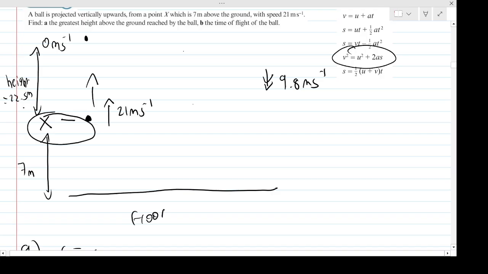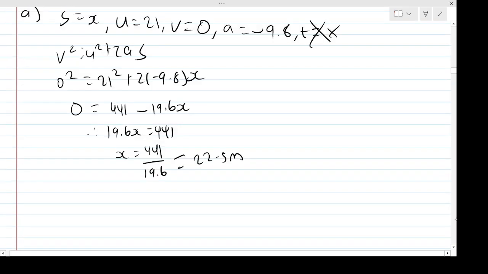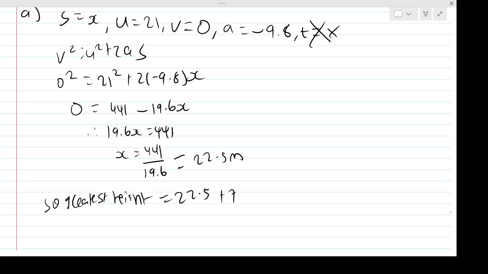Okay, so it's asking for the greatest height above the ground. So that is not just 22.5. That's 22.5 meters above the point X. But X itself is 7 meters above the ground, right? So overall, the height is these two added together, 22.5 and the 7 meters. So the greatest height is the 22.5, add the 7, which will get me 29.5. Okay, so that is the greatest height above the ground.